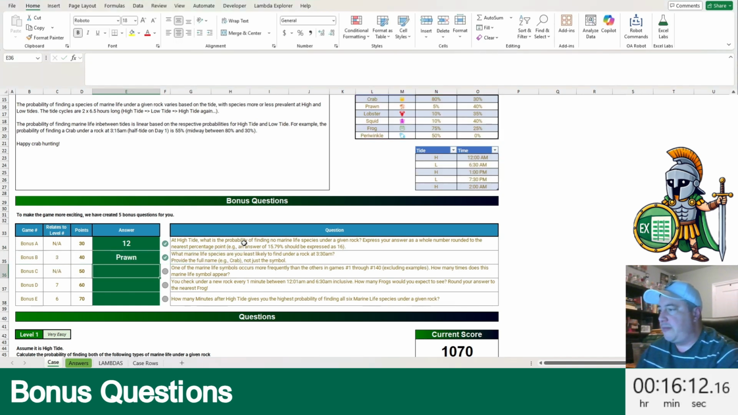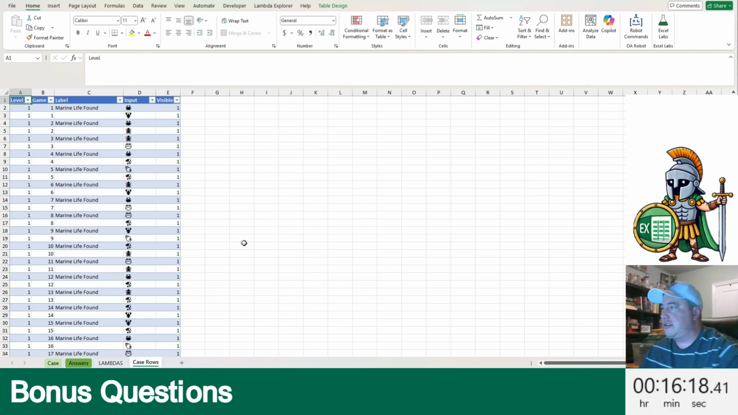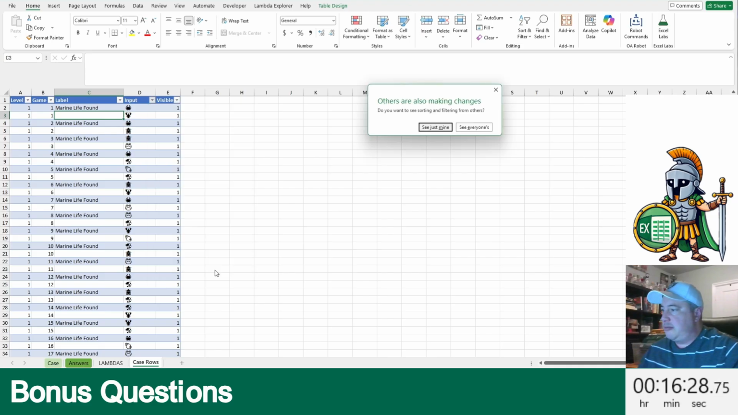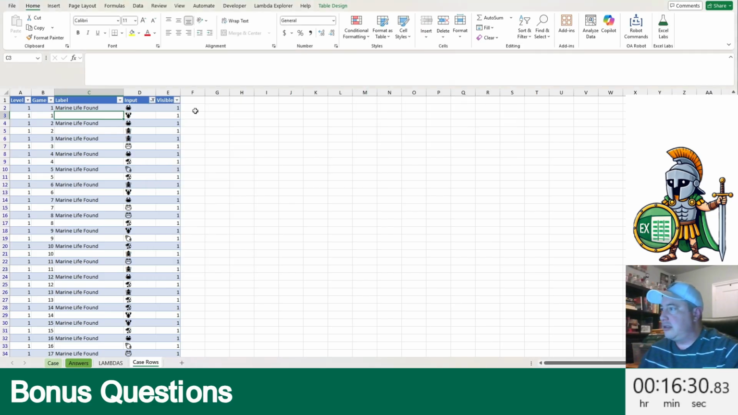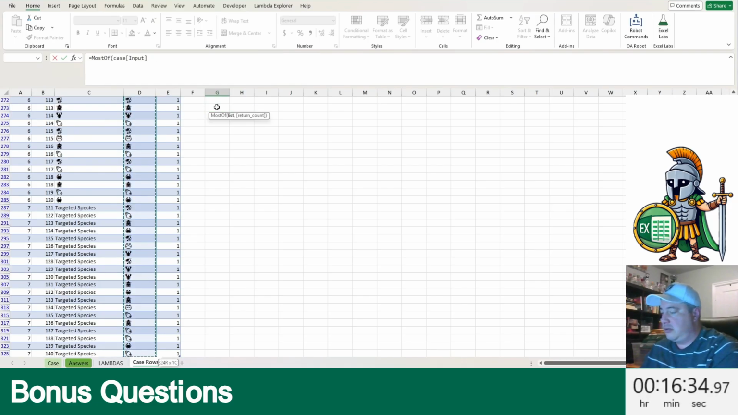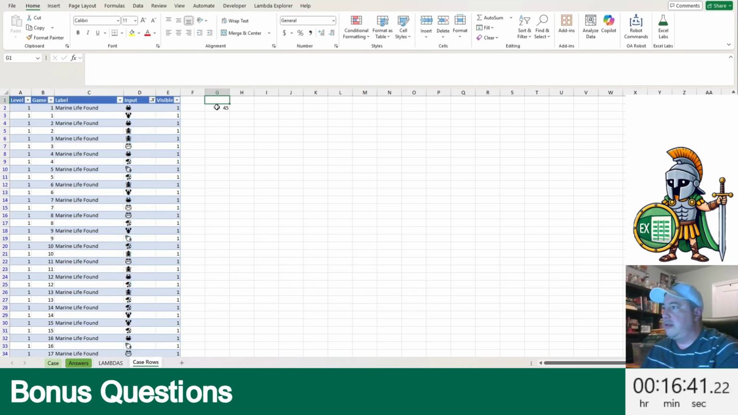Okay, -1. One of the marine life symbols occurs more frequently than others. How many times? Okay, so just go to our case rows. I have a macro that put these together for me. So we'll just filter on all the animal icons and then just say most of and 1. Return the count. 45.